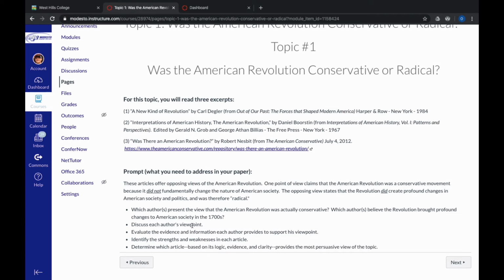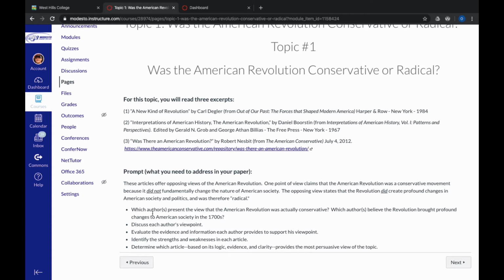So, for example, these articles offer opposing views of the American Revolution. One point of view claims that the American Revolution was a conservative movement because it did not fundamentally change the nature of American society. The opposing view states that the revolution did create profound changes in American society and politics and was therefore radical. So once you read these different points of view, where are you going to land? Do you think it was conservative? Do you think it was radical? Who gave the most persuasive viewpoint?